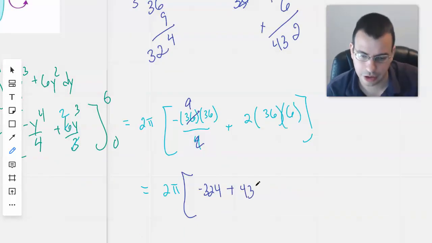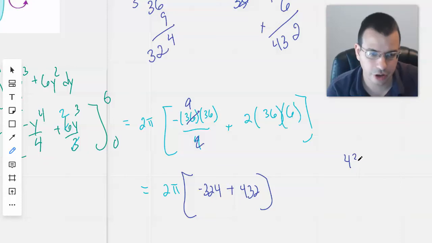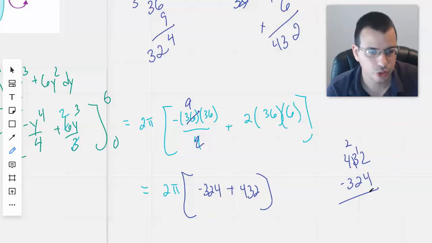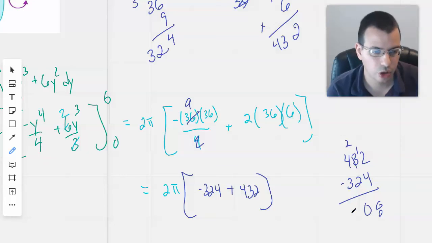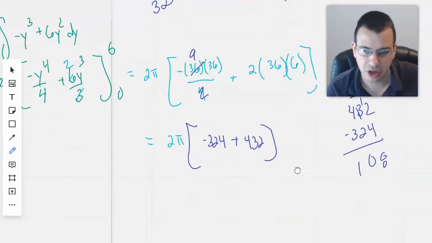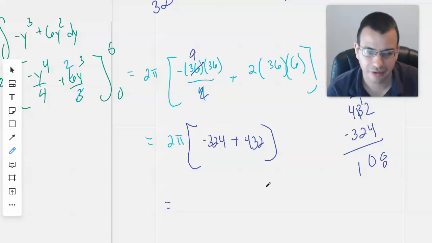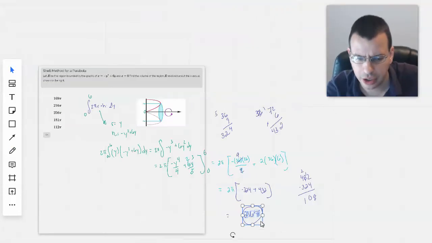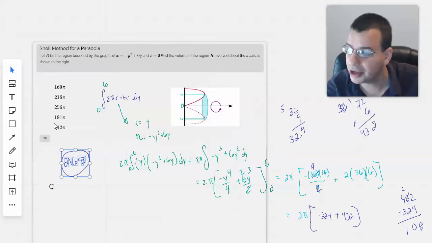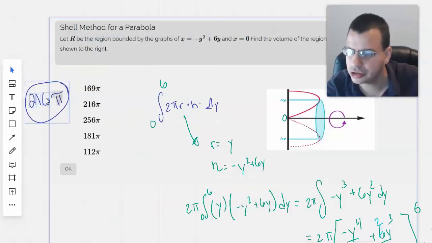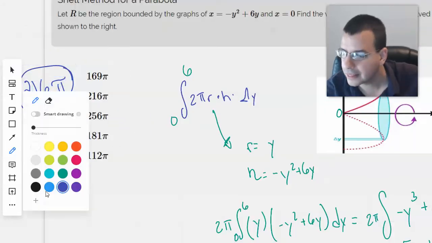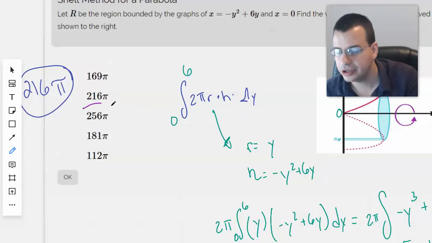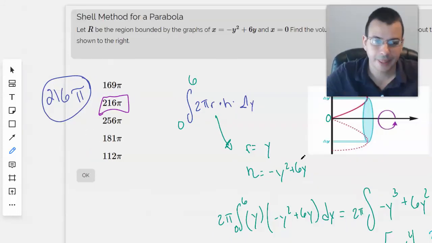Plus 432. So now we're going to have to do 432 minus 324. That's 108. Okay, so we have 108 times 2, which is 216. 216 pi. That seems awfully square. It's even a possible answer. Interesting. So the answer to this then will be, that's a lot of pi. But I guess it's a big parabola.